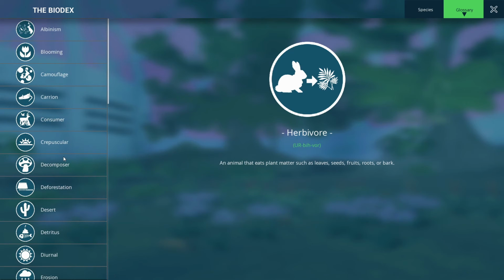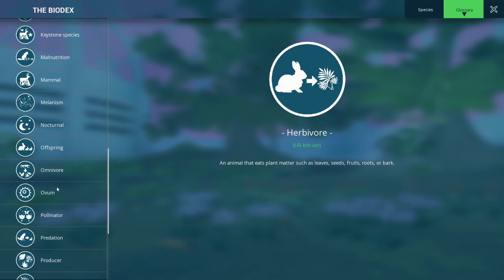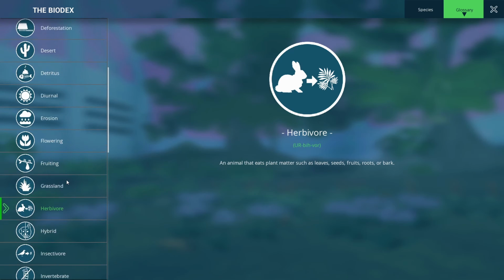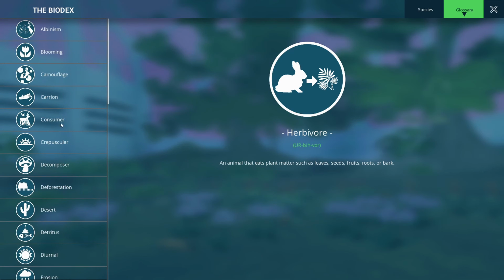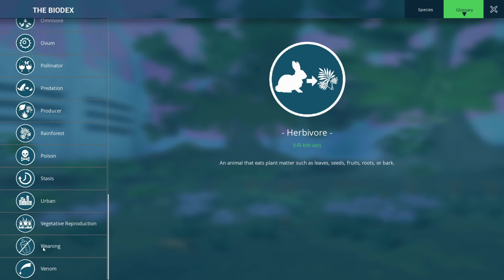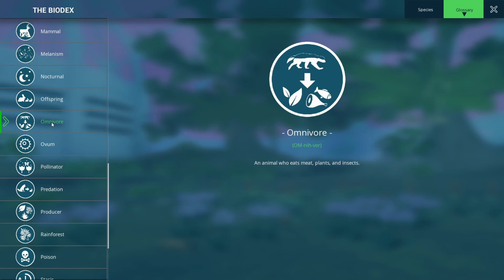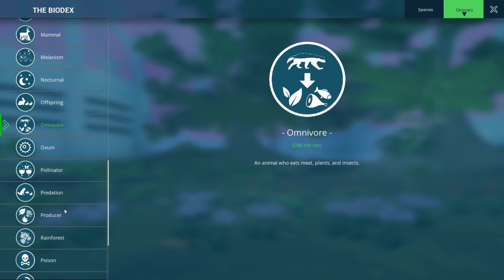The word carnivore is the other one I was going to go over, but it isn't up there. Why isn't carnivore here? That's crazy. Carrion, camouflage, consumer, crepuscular. I don't know what that means. Am I spelling it wrong? It's not spelled with a K, is it? Nope. I don't know why carnivore is not there. That's weird. But a carnivore is something that eats meat, so it eats other animals. And an omnivore is an animal who eats meat, plants, and insects. So an omnivore will eat just about anything.